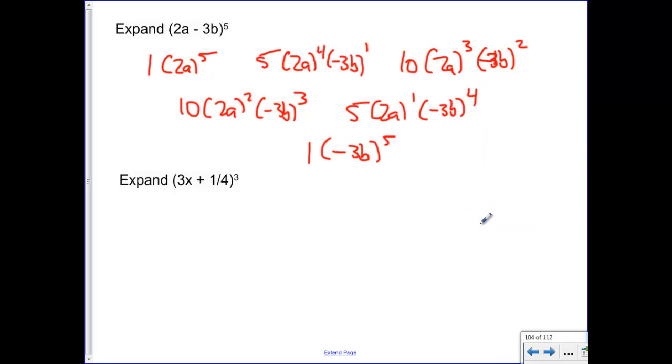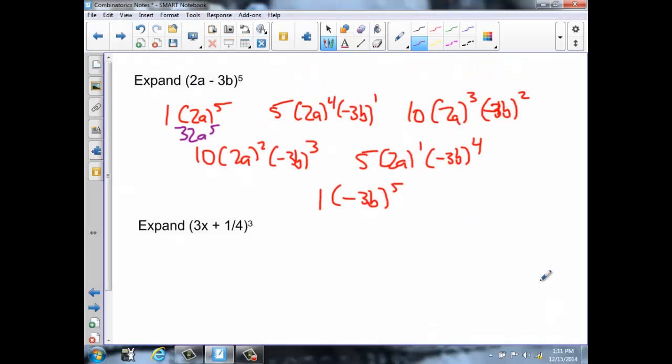Okay, one last thought here, though. I can actually simplify some of these terms here. This guy can actually be written as 32a to the 5. The reason why is the 2 itself can get multiplied to the 5, which is 32.